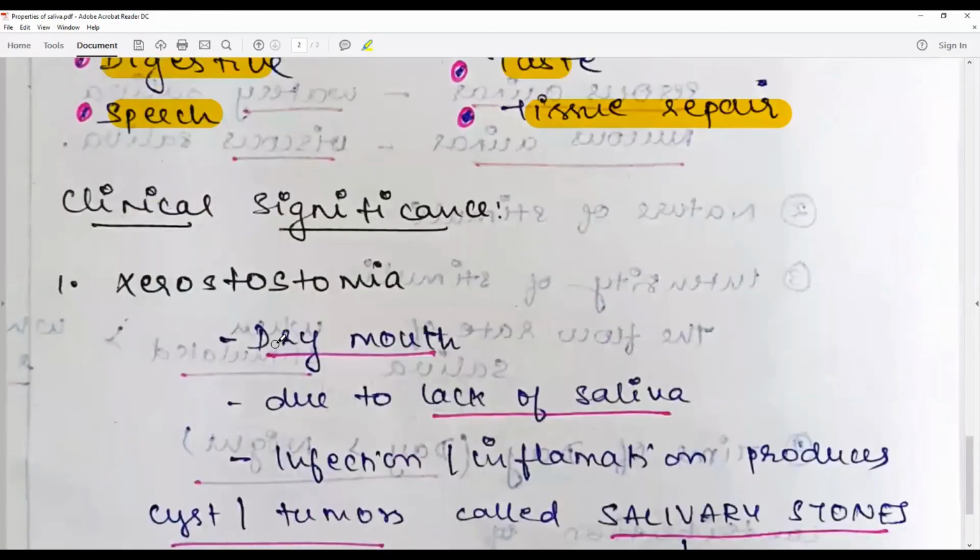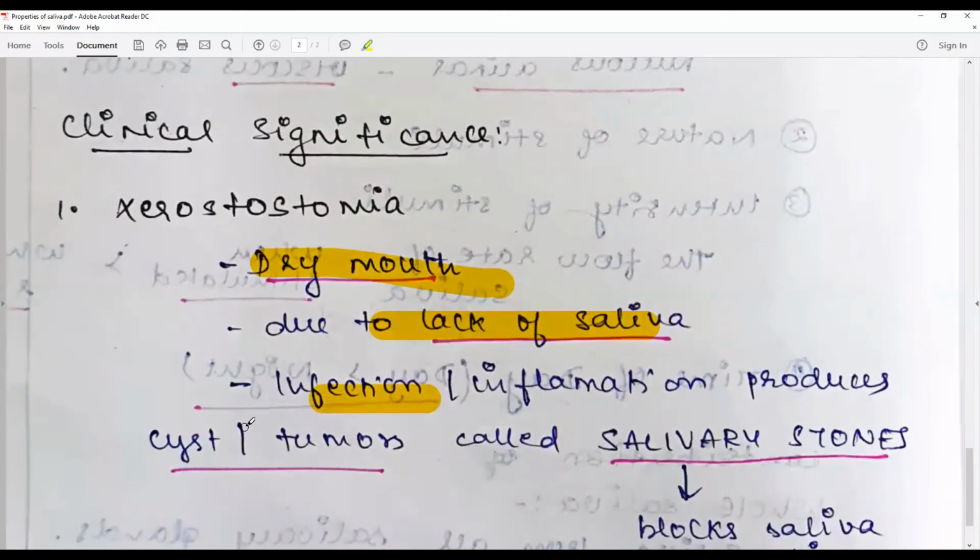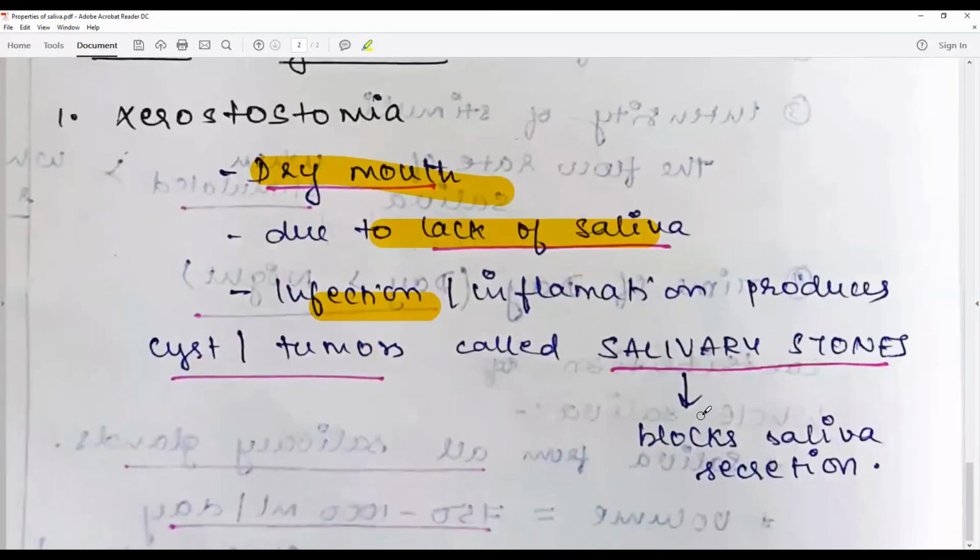Clinical significance: xerostomia, or dry mouth, due to lack of saliva, could be the result of infection, cysts, tumors or salivary stones, which block the salivary secretion, among many other things. We have an opposite condition called ptyalism, where there is continuous production of saliva.